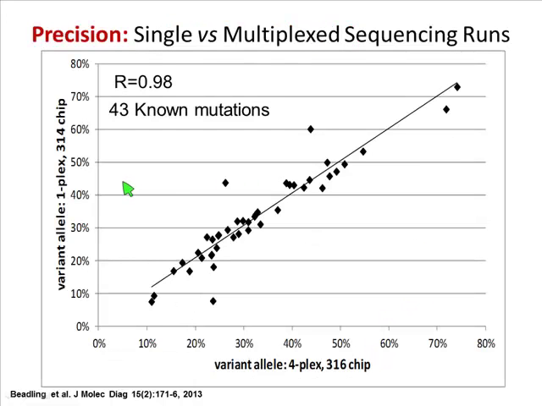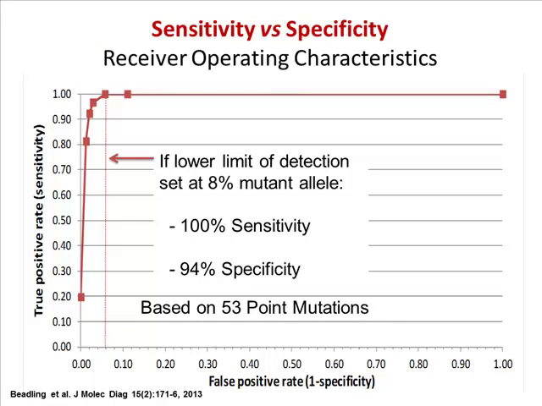We also did things like comparing one sample run on a chip by itself versus one sample combined with others and barcoded. And was there any problem with that, interference between them? And the answer is no. We get basically identical results. And then we looked at true positives versus false positives and did a receiver-operator analysis.